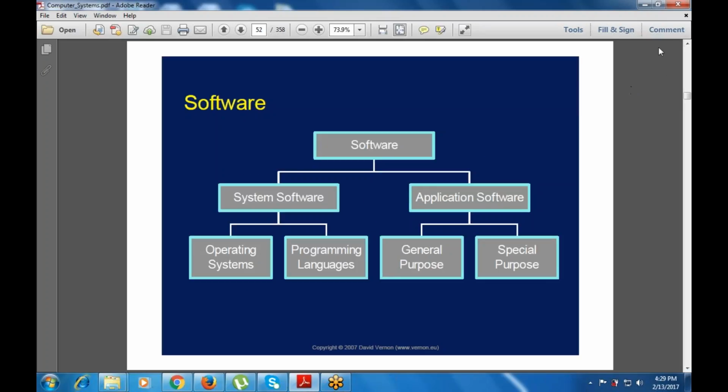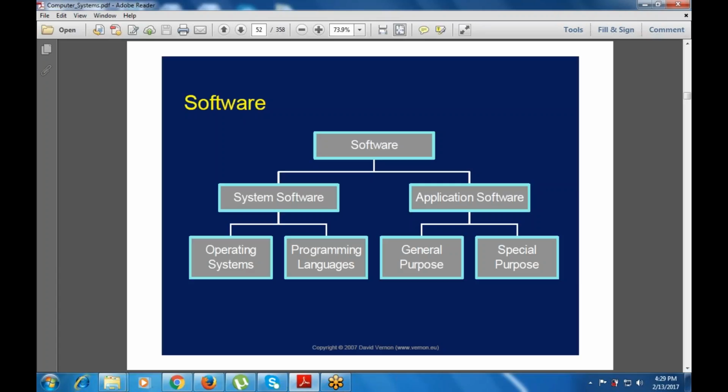Now, what is the software? That is a set of programs. The software is divided into two parts: one is application software, one is system software. And the system software is divided into two parts: one is the operating system, one is the programming language. And the operating system is whatever we are going to study, that is known as system software.